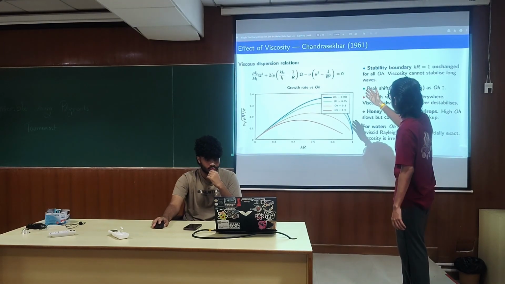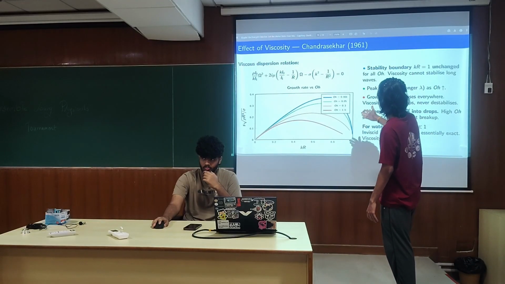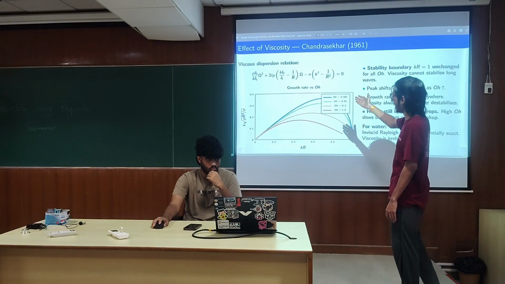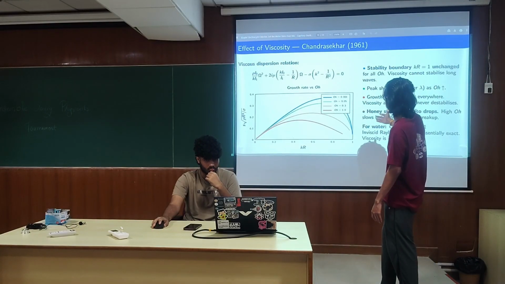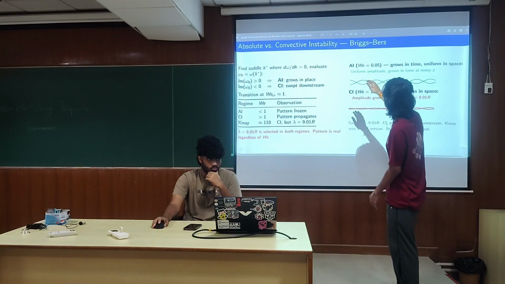Okay, so this is basically a change of Ohnesorge number and the change of the wavelength according to that. Right, these are the different cases that we have shown, where the characteristic remains the same and only the wavelength changes. Yeah, so this is the convective instability.